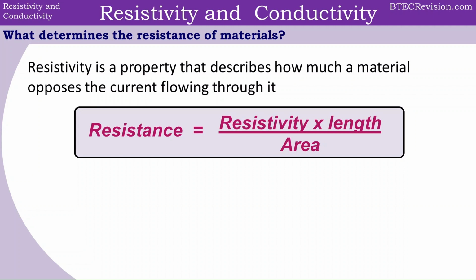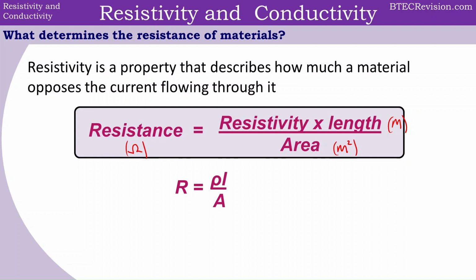Here is the equation that links resistance to resistivity. Resistance equals resistivity times length divided by area. And the short form is R equals rho, its Greek letter, times length divided by area. The units are ohms for resistance, length is measured in meters, and area is measured in meters squared.